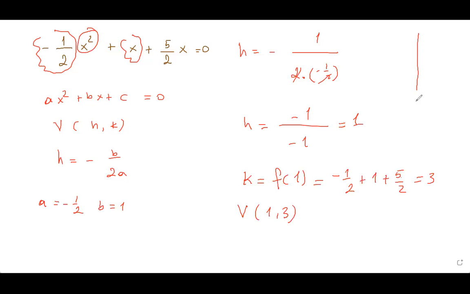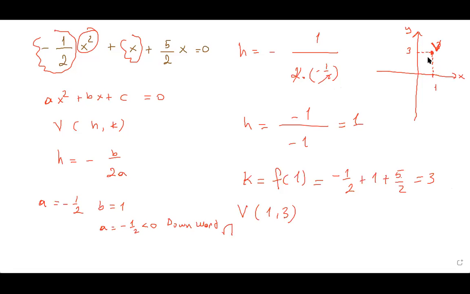Now when I draw the xy coordinate system, 1 comma 3: x is 1, y is 3, somewhere here. This is 3, this is the vertex. Since a is negative 1 over 2, less than 0, the function will be downward. What does it mean? The graph will be something like that. Till here, do you have any question? No. So now the case is this.